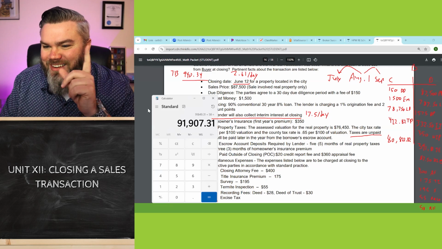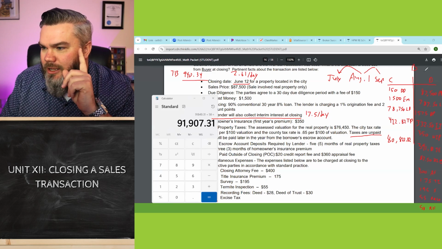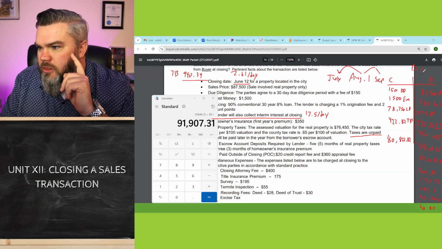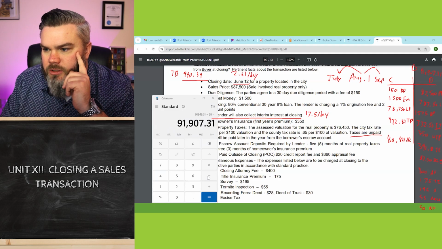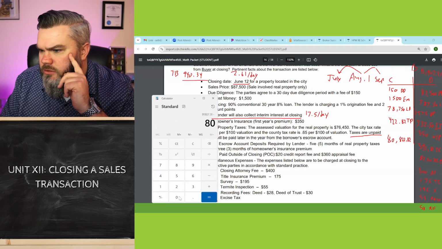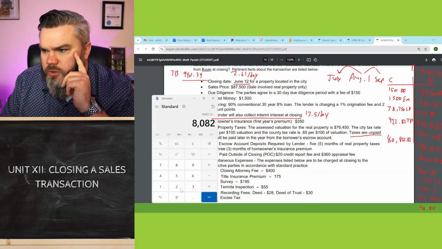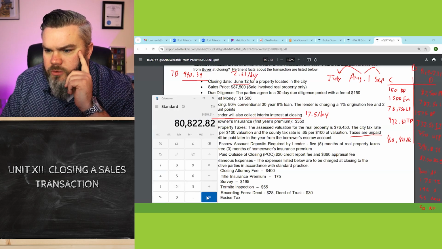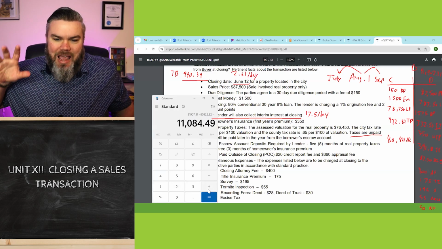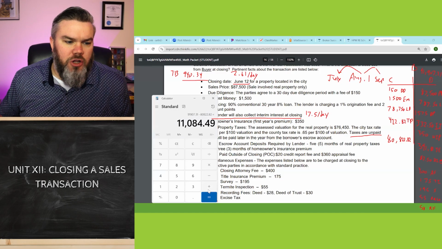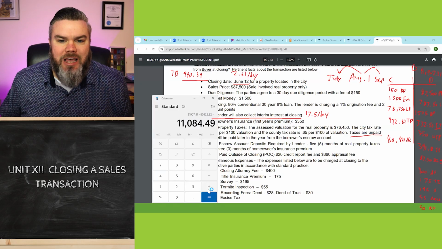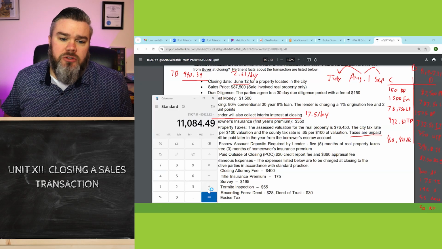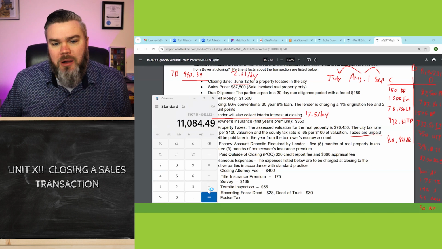I'm not redoing anything yet. Hang tight because I don't want to mess this up. Total debits, $91,907.31. Subtract out the credits of $80,822.82. And that's the answer, folks. What is the cash to close? Cash to close, $11,084.49. That is how much the buyer still needs to bring in certified funds to closing to be able to buy this property.